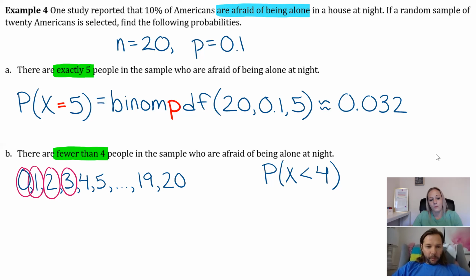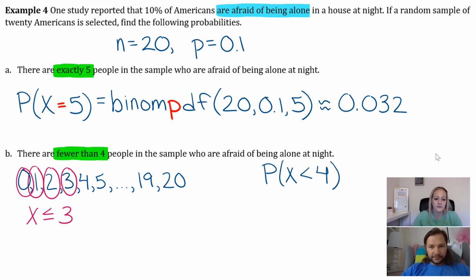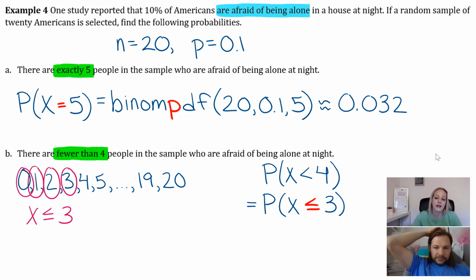So what's another way that I could write that with an inequality symbol of less than or equal to? Less than or equal to 3. Yeah, less than or equal to 3. So the probability that x is less than 4 is the same thing as the probability that x is less than or equal to 3. Okay, and the whole reason we're having to do that is so that we can use our calculator for the less than or equal to case.